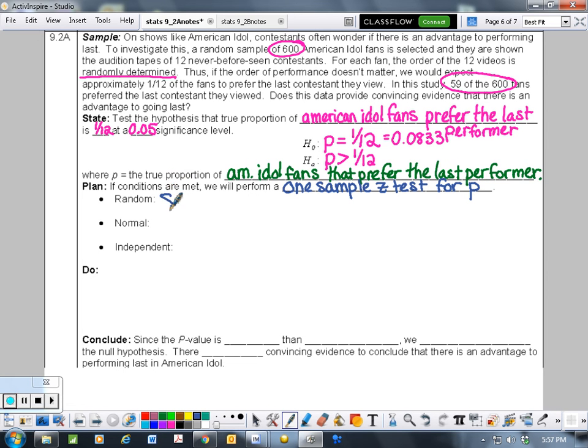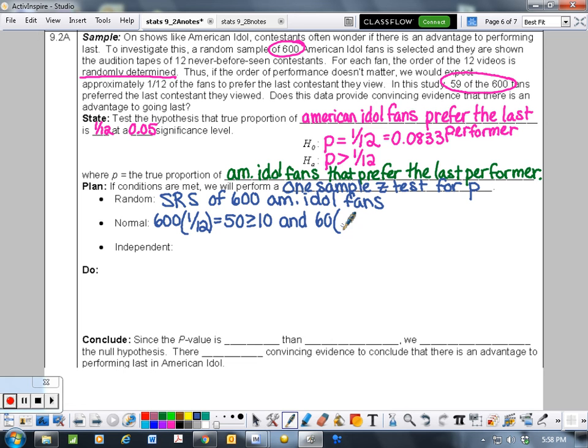Random. We had a simple random sample of 600 American Idol fans. Normal. So 600 times 1/12 gives us 50, which is greater than or equal to 10. And then 600 times 11 out of 12, what's left over, gives us 550, which is greater than or equal to 10. So we've met our normal condition, we've met our random condition.